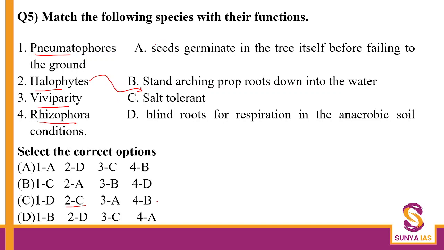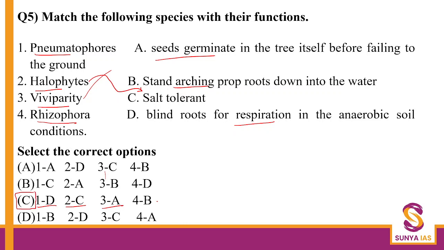So pneumatophores, we have already discussed what pneumatophores are. These are blind roots for respiration in an anaerobic soil. So 1D. Viviparity, the seeds germinate in the tree itself before falling. So 3, again the answer is A. And Rhizophora has the stilt or prop roots which are down in the water. They help in structural stability, right? So most of these terms are known to you, and in fact the adaptations of mangroves are very important.